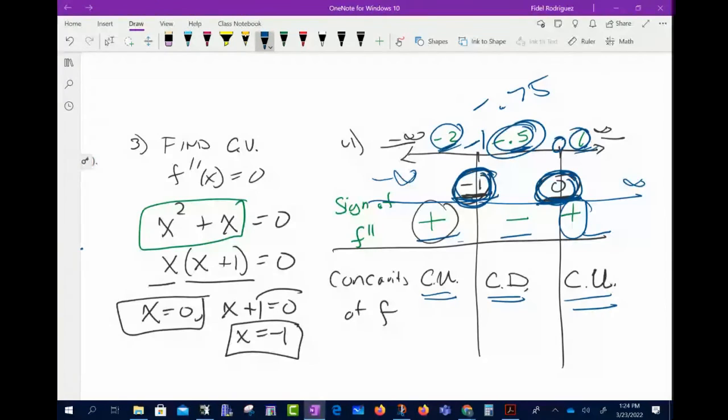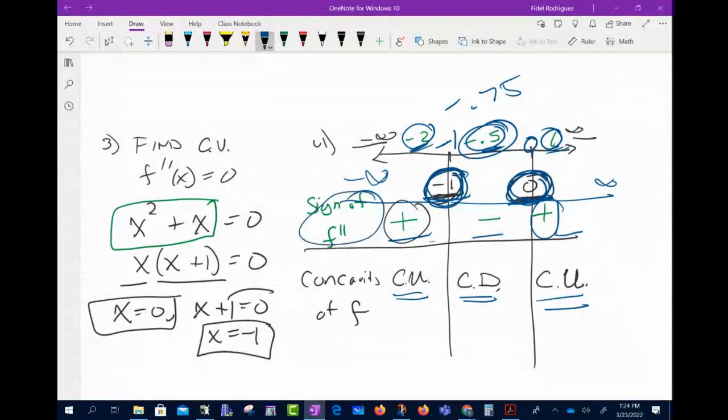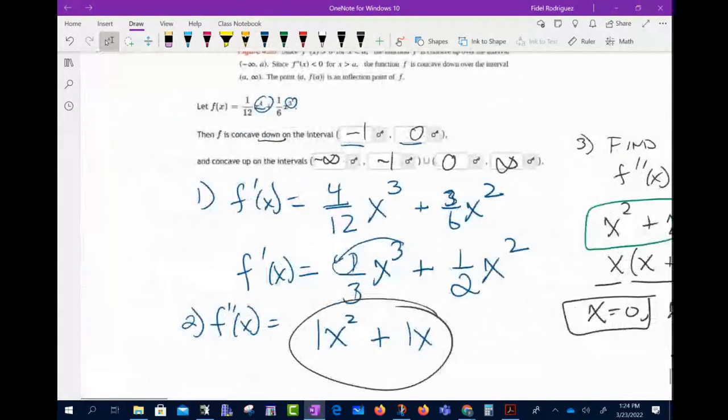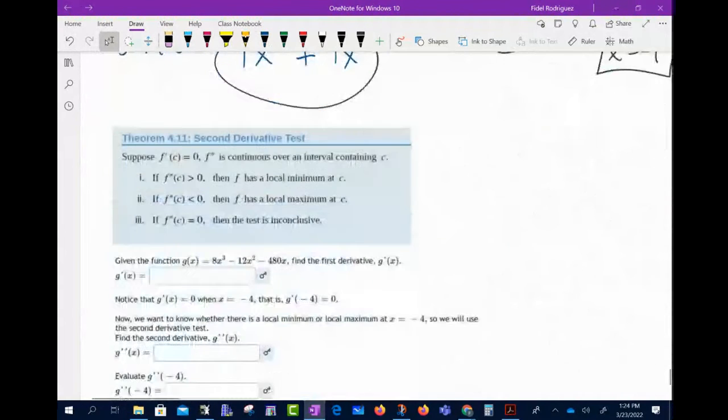Pi would be a number bigger than 0. You want to plug in pi? Go for it. What are you looking at? You're only looking at the what, though? The sign, right? So what's the actual value? Nobody really cares. We're just looking at the sign. Good question.